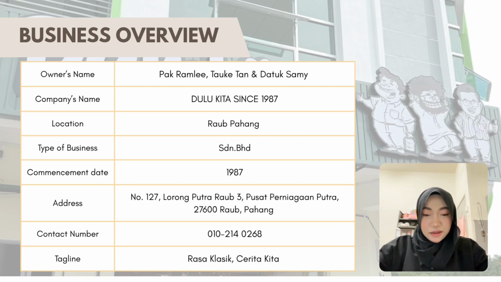Commencement date are 1987. Address nombor 127 Lorong Putra Raub 3, Pusat Perniagaan Putra 27,600 Raub Pahang. Contact number is 010-214-0268. Tagline, rasa kita, cerita kita.